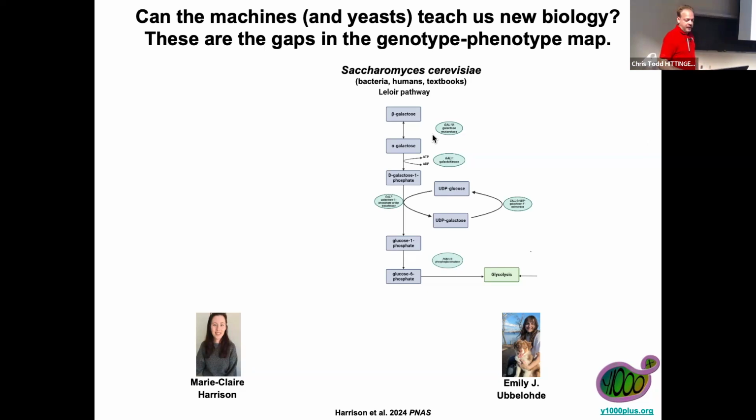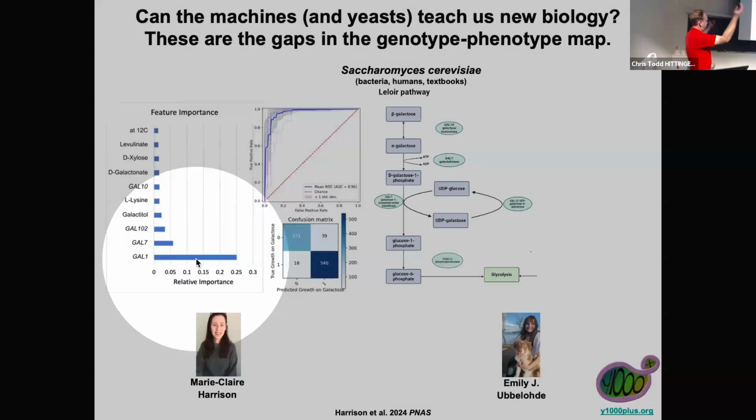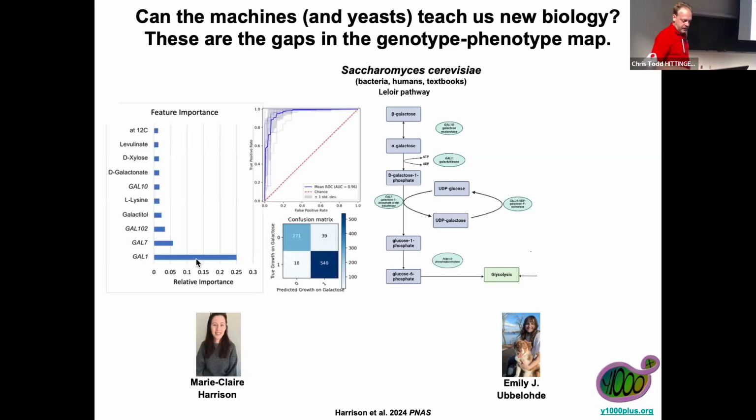So if we now apply the same machine learning approach that I showed you, GAL7, 1, and 10 come out. GAL1 is the most important. It's the first step in the pathway. That's maybe not that surprising. But we're still only able to get about 94% until we include some physiological traits. So if you notice, the physiological trait that is the most predictive is whether a yeast can utilize galactitol or not, which is just a sugar alcohol form of galactose.